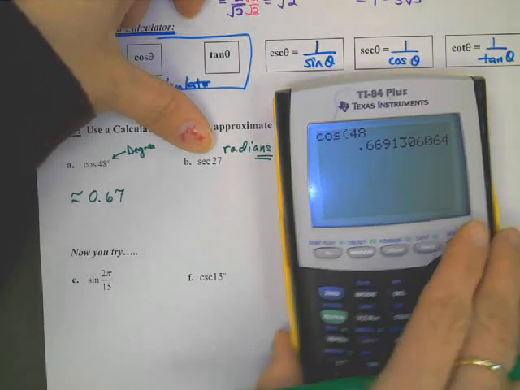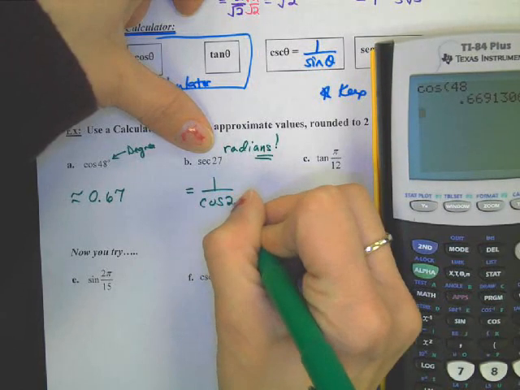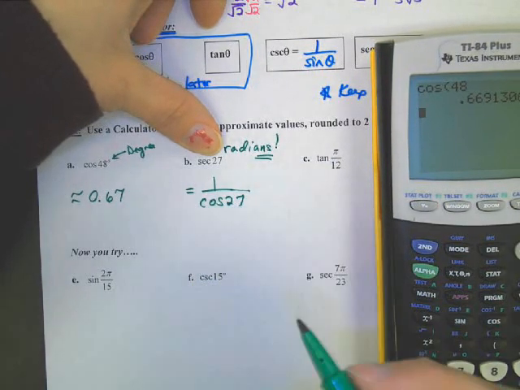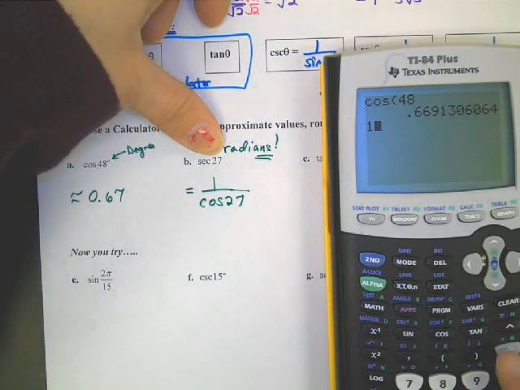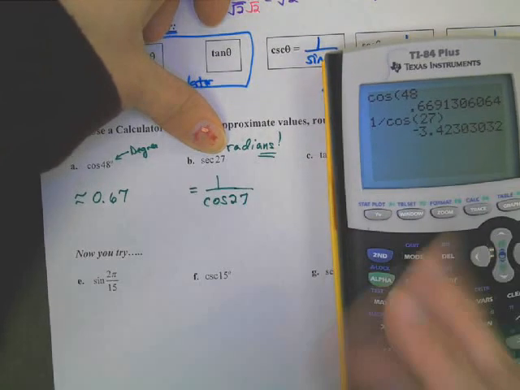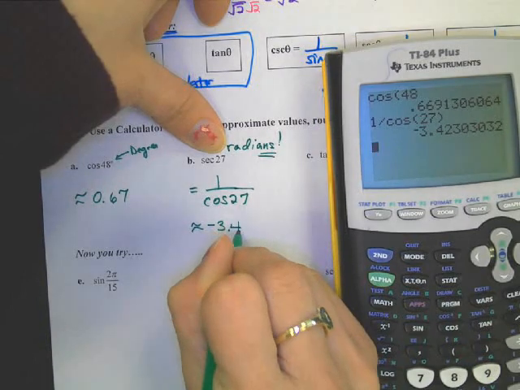And I also have to know how to do secant. So this is going to be 1 over cosine of 27. Keep the angle the same. Don't change 27 to anything else. So 1 divided by cosine of 27, and that is approximately negative 3.42.